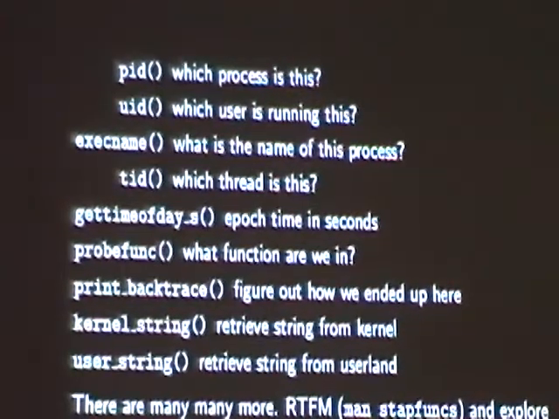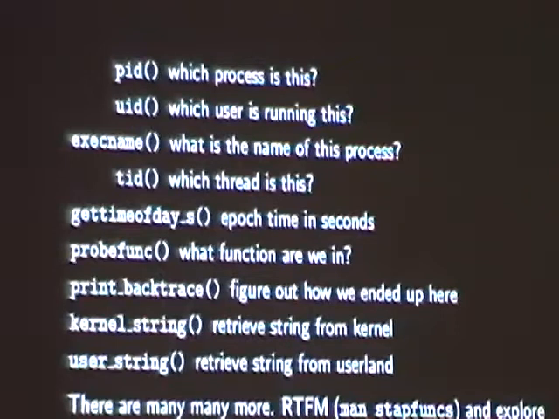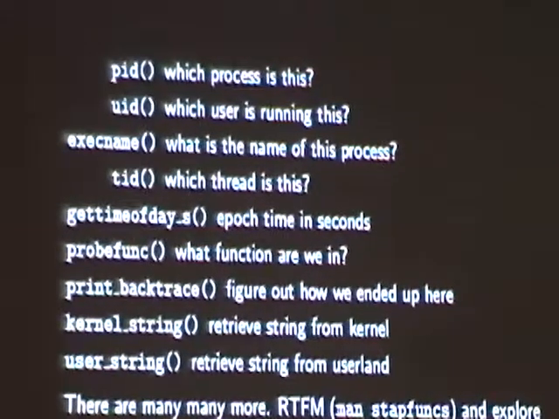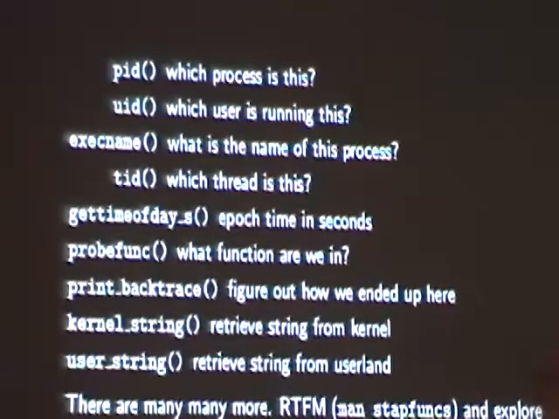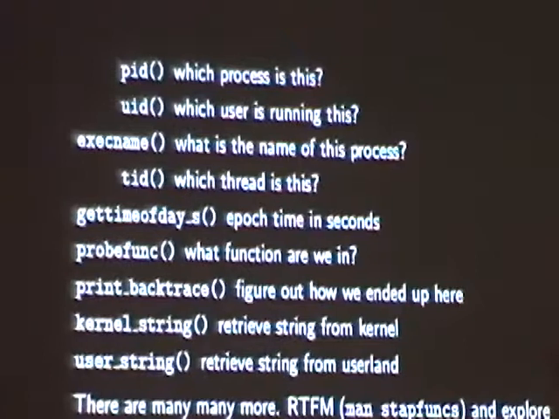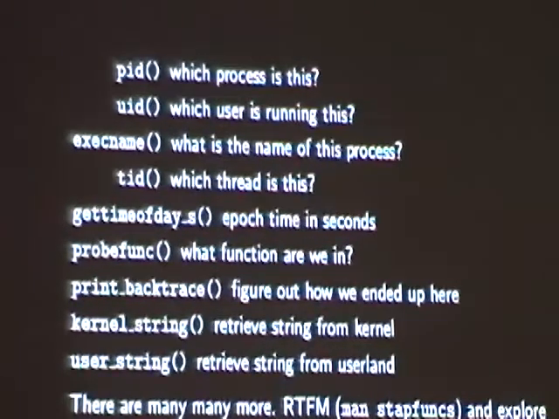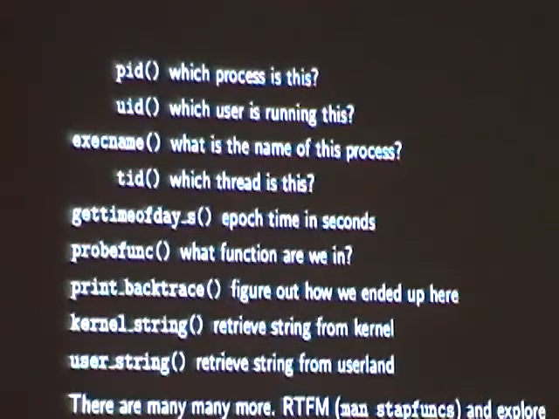Print backtrace is pretty useful when you're debugging stuff, so you can figure out how we ended up there. And user fetch is probably more interesting, things like kernel string and user string too. You give it the pointer and it will get the string at that address and convert it into something usable within Systemtap in a safe way, so that you are not likely to reference things that you shouldn't. Well, you probably shouldn't reference it, but it could not crash the system. And again, there are many more, but that's just examples to give you an idea.